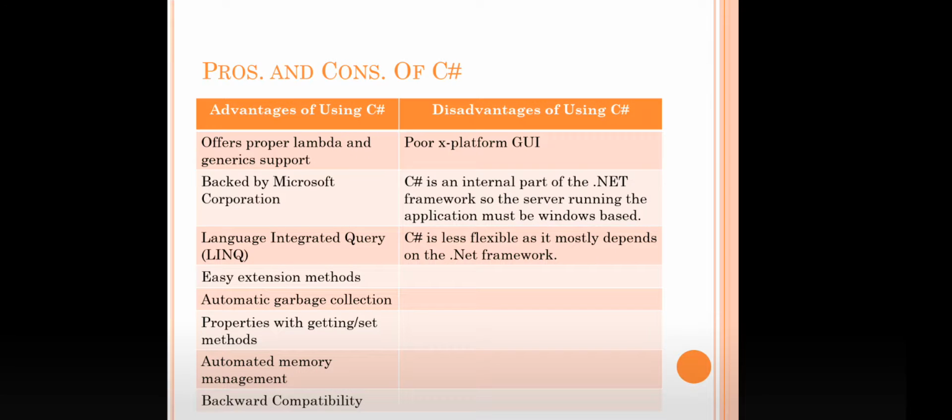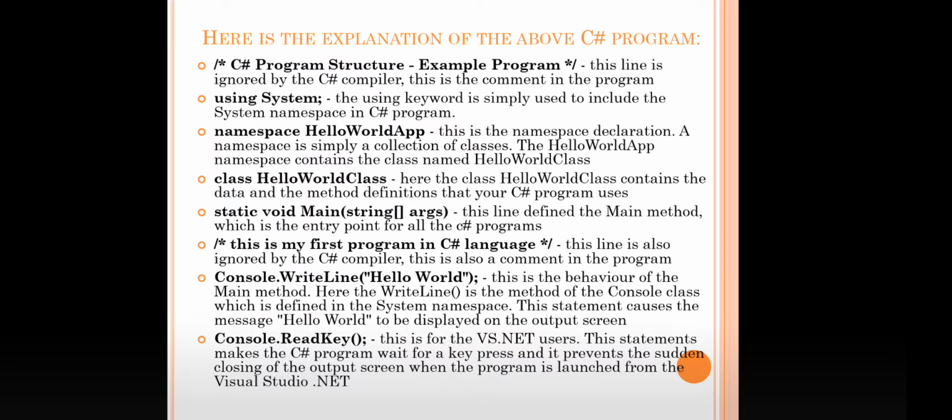Here's the explanation of the above C# program which I have told you. The first line is a comment. Slash star and star slash is the body of the comment, and the statements within a comment are ignored, we do not execute them within the program. And then using System, the using keyword is simply used to include the System namespace, which I have imported, in the C# program.